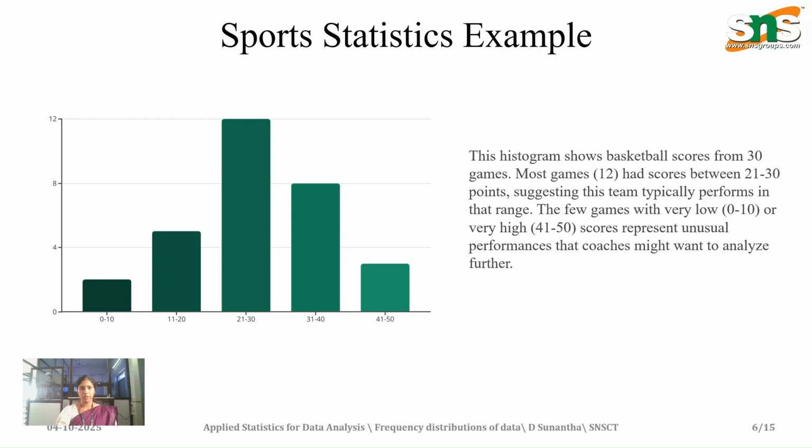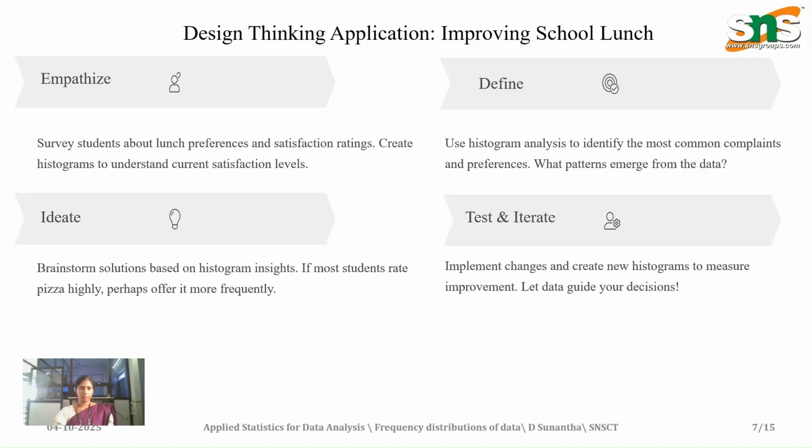So here the data is given in the question and plotted in the graph, like the 0 to 10 range in the first bar, which is very low. Next, 41 to 50, which is a high one, is in the last. Next, the 21 to 30 range has a total of 12, so it is plotted to the maximum. Next, the 11 to 20 and 31 to 40 intervals are plotted similarly.